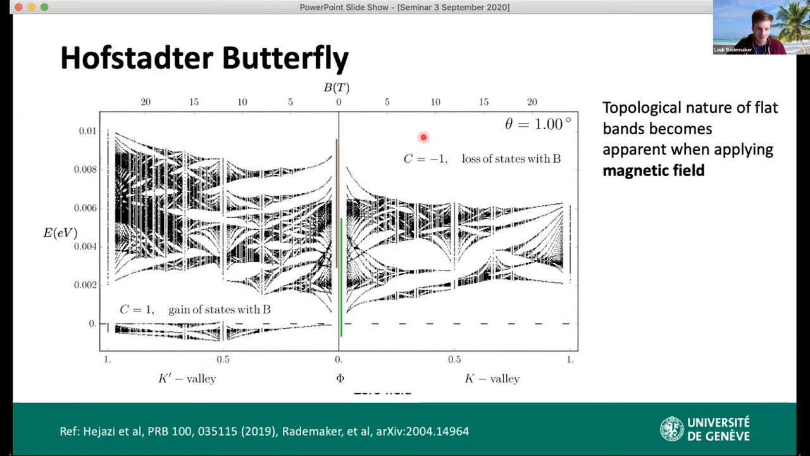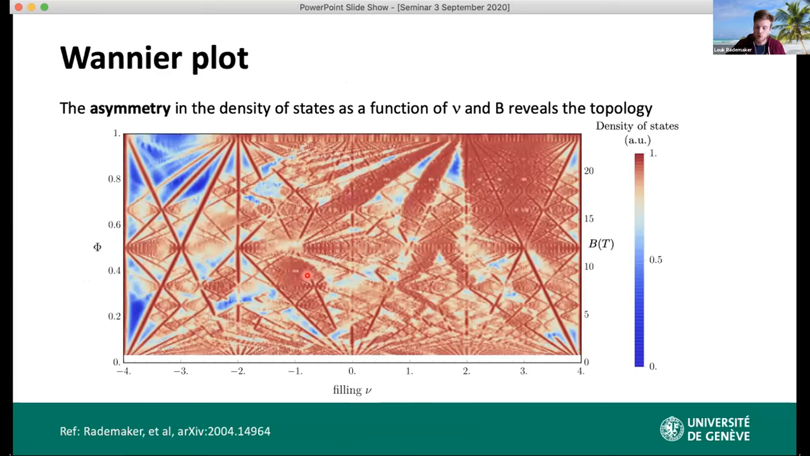And you see that if you have a C equal minus one state, the number of states is clearly reduced. When you have a C equals plus one, the number of states clearly increases if you increase the field. So this asymmetry is a way that you can actually detect the topological band structure by just applying a magnetic field and looking at magnetotransport. What you would see in an experiment is usually you tune the density, you tune the flux. So we have to convert this Hofstadter butterfly into something called a Wannier plot, which is a plot of the density of states, or in the case of experiments, the longitudinal resistance, but they're related.